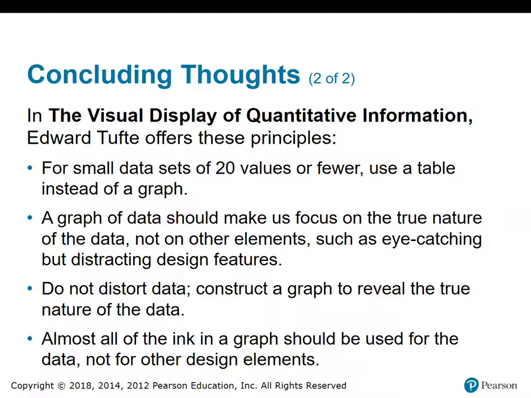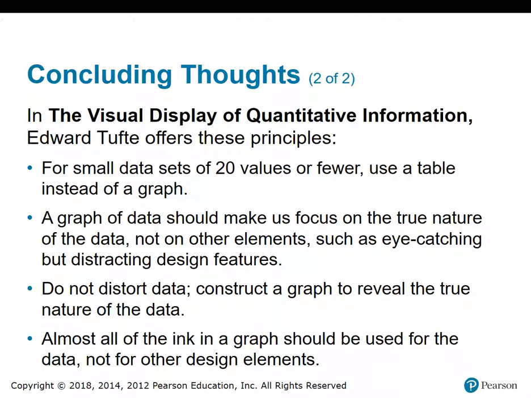So here's some rules of thumb. For small data sets, 20 values or fewer, use a table instead of a graph because you can just look at it and see. A graph should make us focus on the true nature, not just be eye-catching. Don't distort the data. Make sure you start at 0, or if you don't, put a clear break in it that shows that you didn't. Almost all of the ink in the graph should be used for the data, not for other design elements. And that is it. I'll put that back.